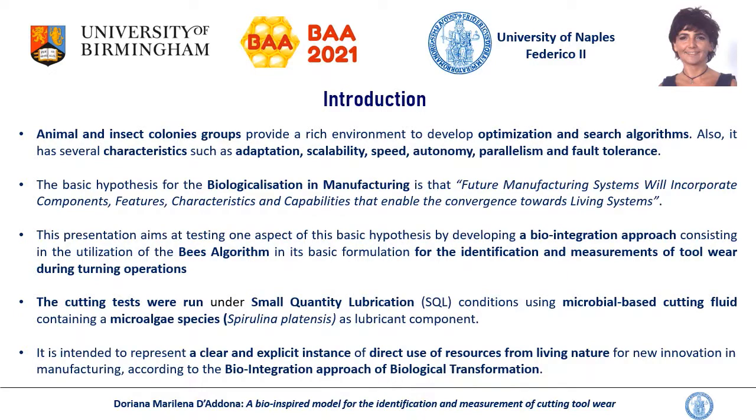Animal and insect colonies provide a rich environment to develop optimization and search algorithms. Also, they have several characteristics such as adaptation, scalability, speed, autonomy, parallelism, and fault tolerance that are appropriate to be applied in manufacturing systems. The basic hypothesis for the biologicalization in manufacturing is that future manufacturing systems will incorporate components, features, characteristics, and capabilities that enable the convergence towards living systems.